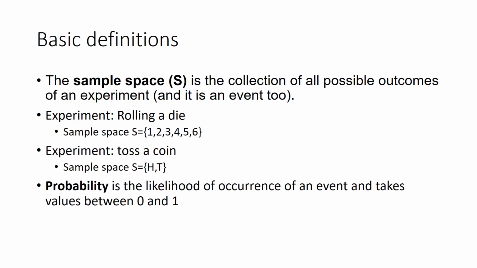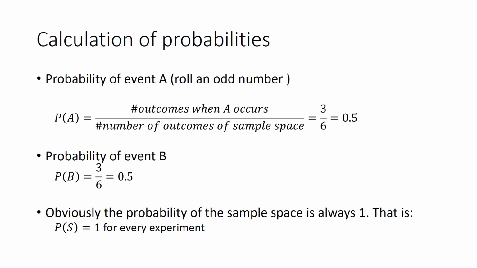With respect to the sample space, the probability of the sample space is always going to be 1, because it has everything, all possible outcomes, so it's sure to happen. The probability of the sample space is always 1. Let's take a few more examples.